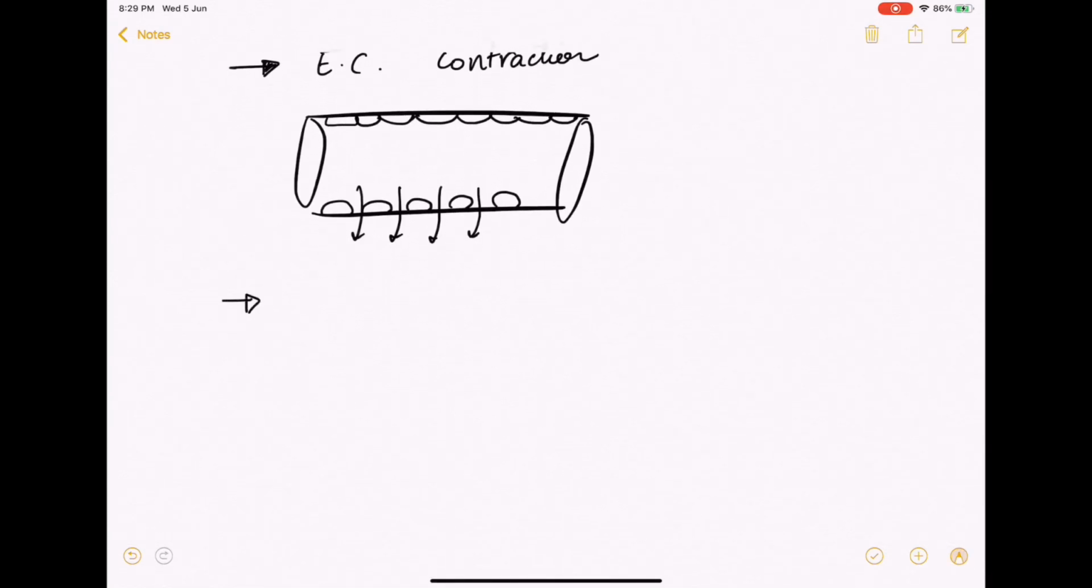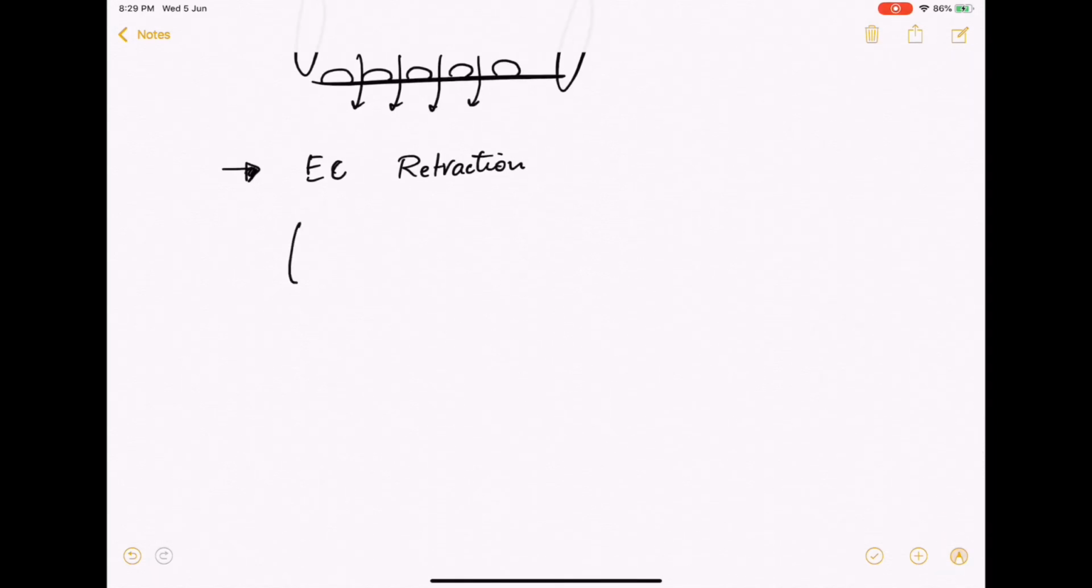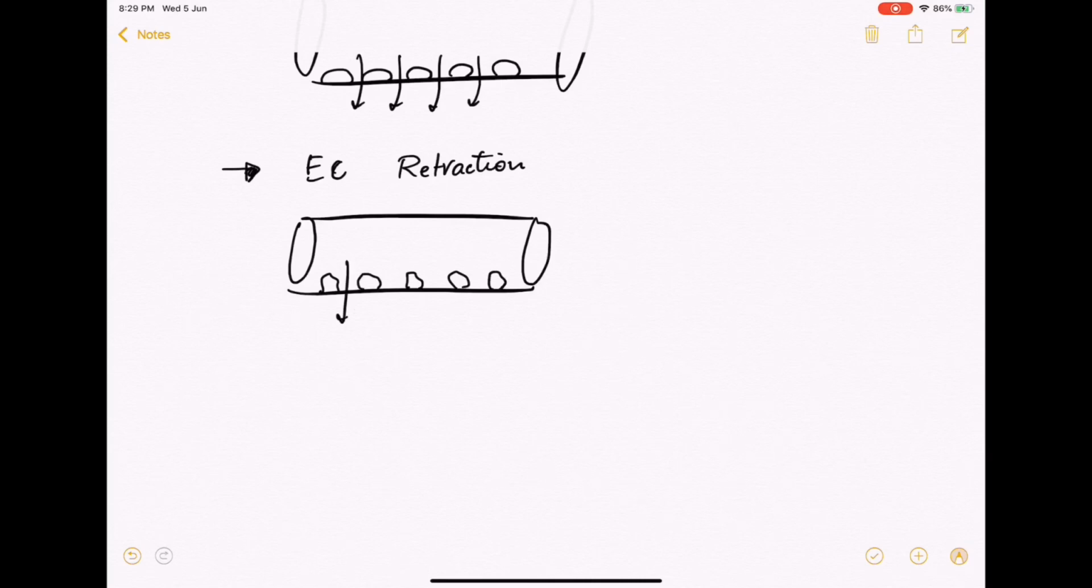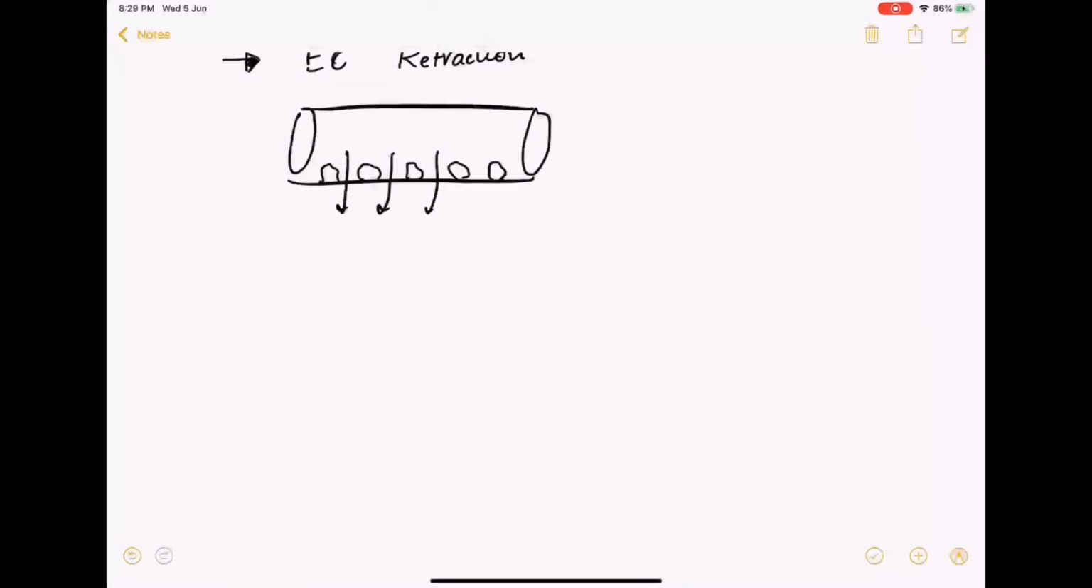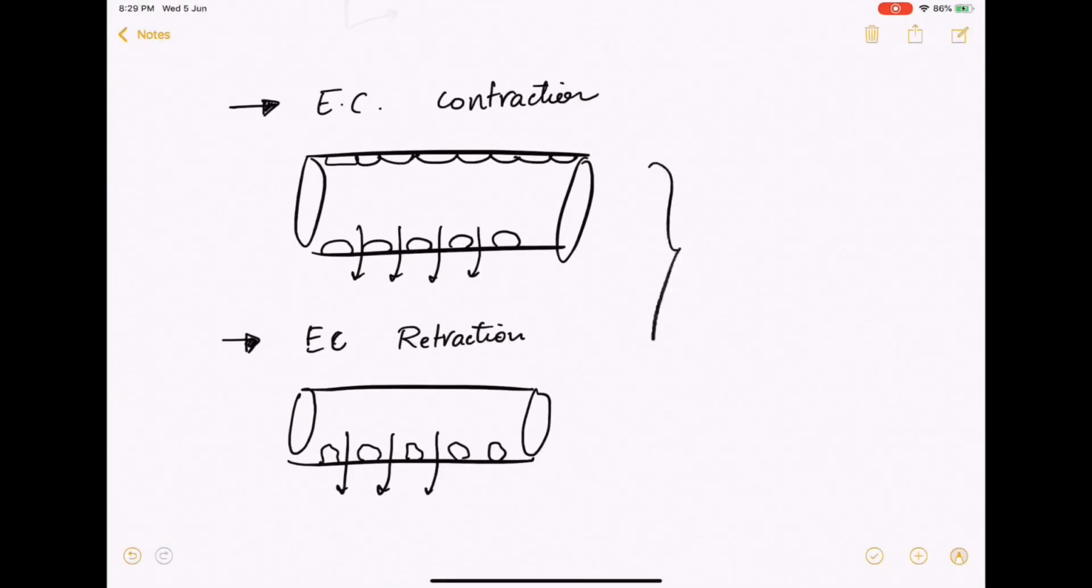What is long lasting is what's called as the endothelial cell retraction. In retraction, we are seeing cytoskeletal changes in the endothelial cells. So this is more permanent or long lasting. So there is increased permeability. These two phenomena are more common in the post-capillary venules.